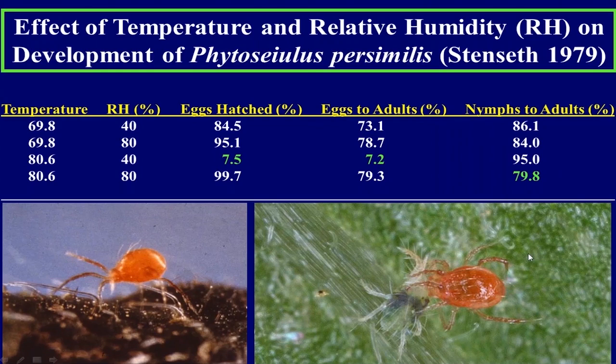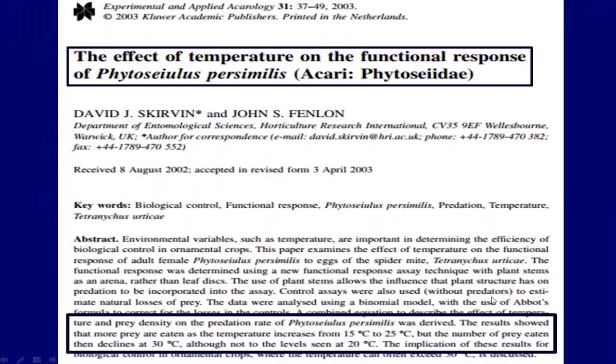So that's why you have to understand the optimal temperature conditions for the biological control agents you're going to release. And again, here's a publication, and it says the results showed that more prey are eaten as temperature increases from 15 degrees C to 25 degrees C. But once you get above that, the feeding ability of Phytoseiulus persimilis starts to decline.